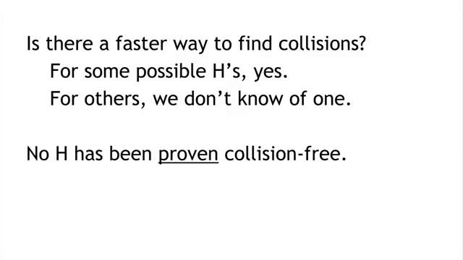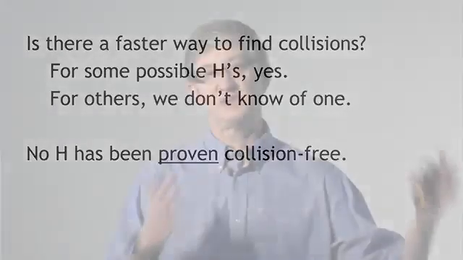For example, if our hash function were to simply take the input modulo 2 to the 256, that is, it just selected the last 256 bits of the input, then we would know an easy way to find a collision. One collision would be the values 3 and 3 plus 2 to the 256. So for some possible hash functions, it's very easy to find a collision. For others, we don't know.